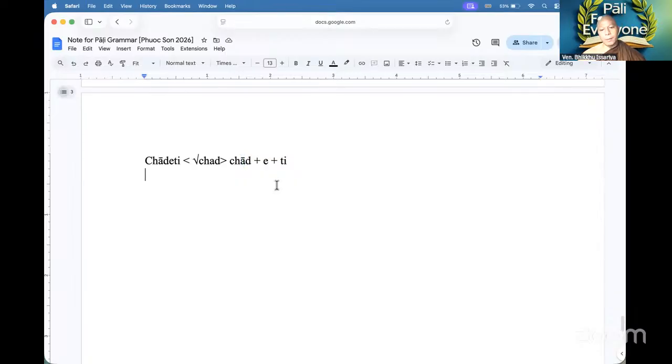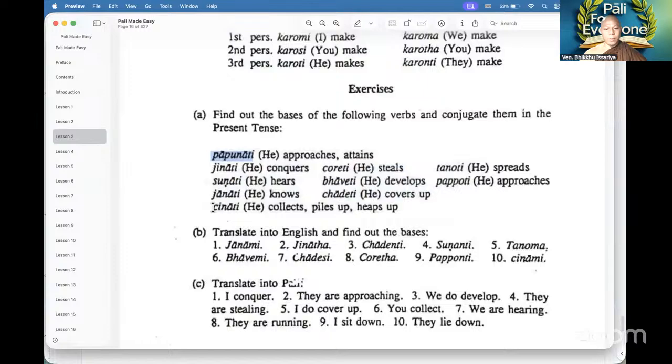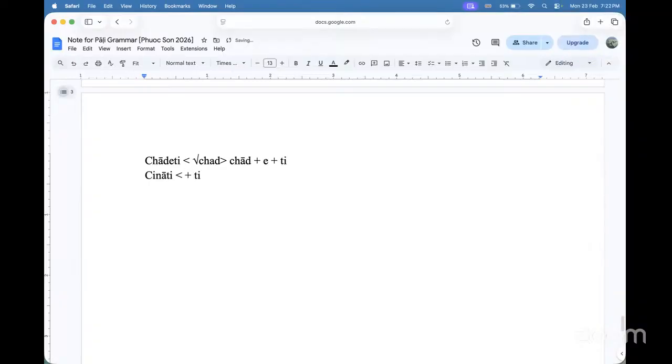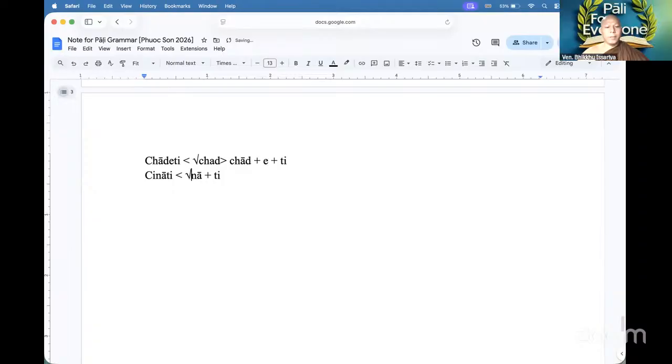And then next, so Jinati. Okay, very simple. D and then Na, and then G. Okay. So in this way we can find such word formation easily. Okay.